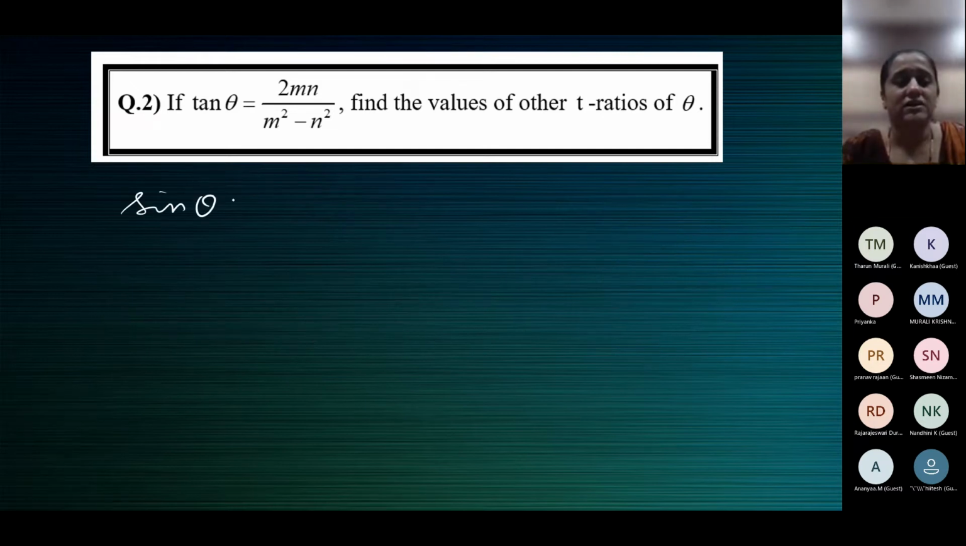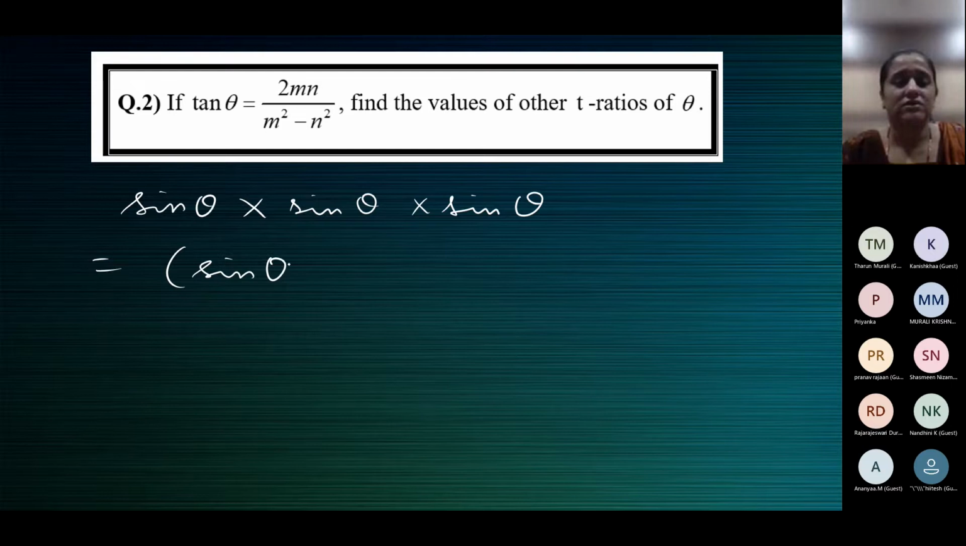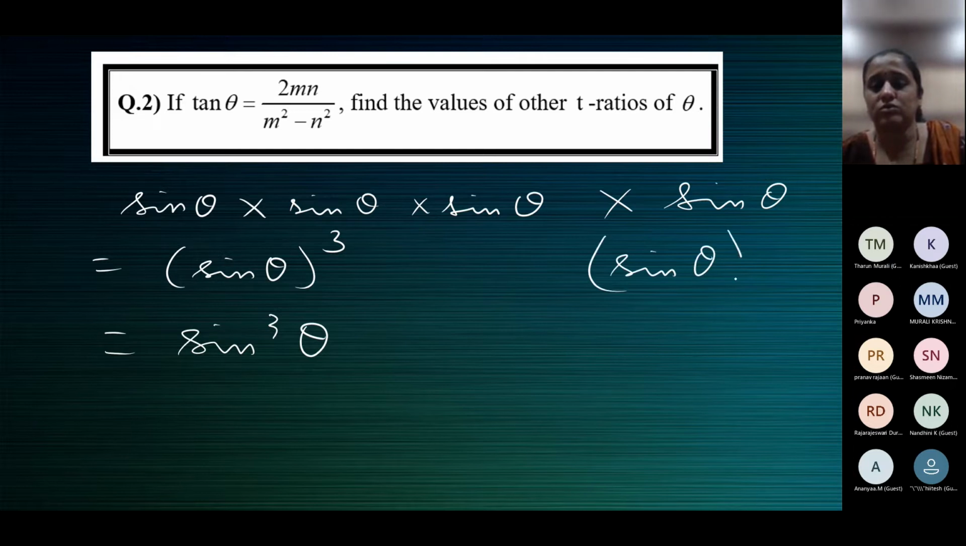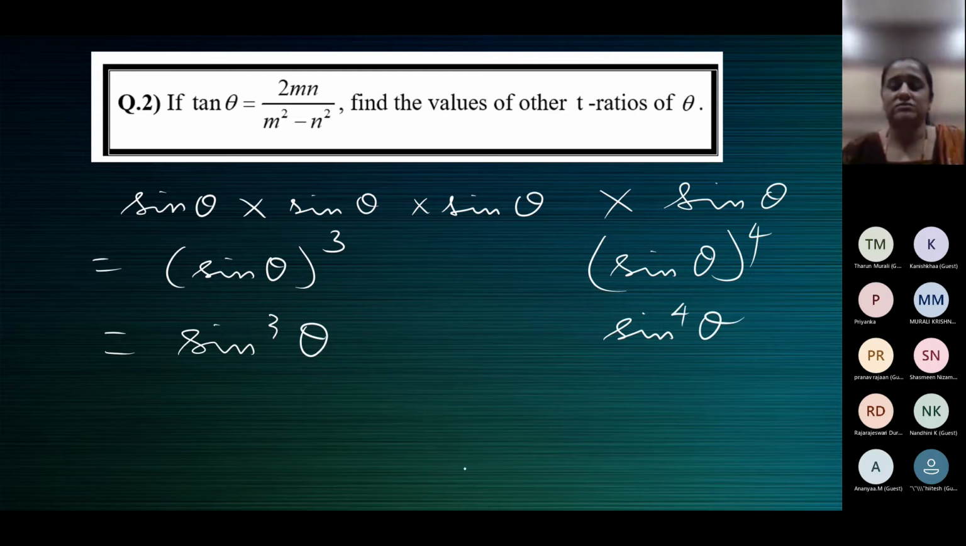Similarly, sine theta into sine theta into sine theta is equal to sine theta the whole power 3, which is written as sine cubed theta. We write the 3 here. If there's another theta, it is sine theta to the power 4, or sine to the power 4 theta, like this.